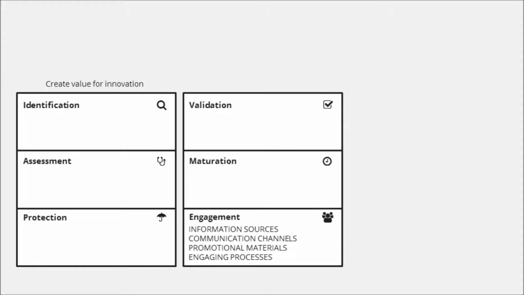The validation, maturation and engagement phases let the organization market the technology to the right partner.